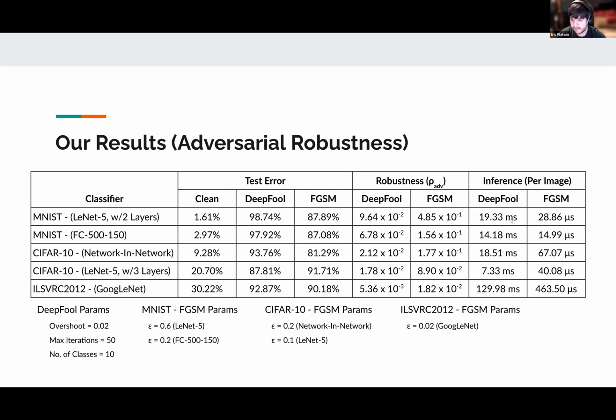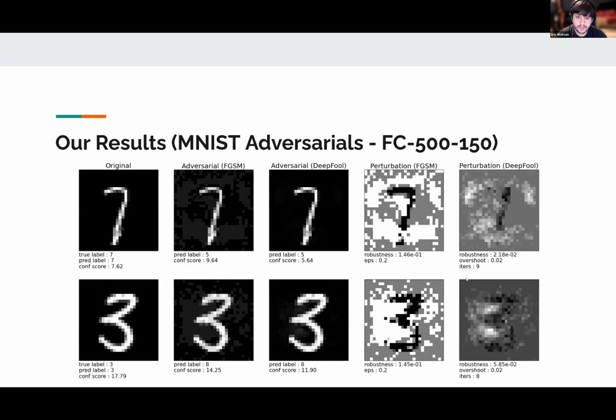And then also, because the system specs are newer and much faster, we were able to get a timing that's much smaller than what they have. For the DoodleNet, we got about 130 milliseconds, but for FGSM, we're actually able to get into the microsecond range. And then here are some examples for MNIST, where the fully connected model would achieve the minimum perturbation compared to the LeNet model.